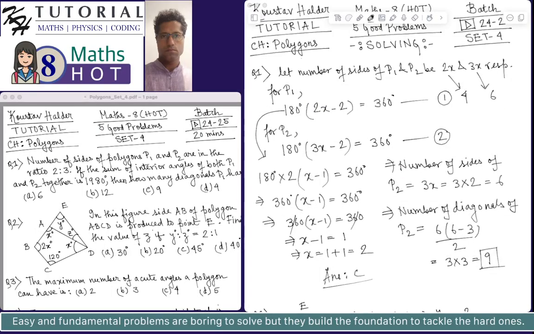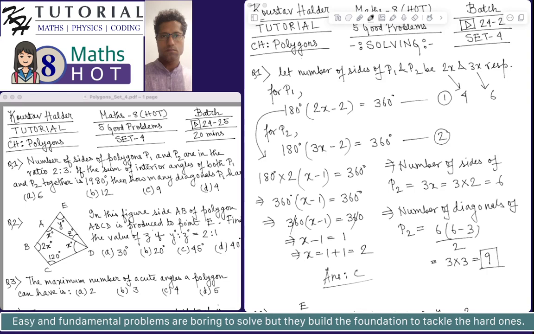Okay, so as you can see, on the right hand side, this was my solution of question number 1. The question says that the number of sides of polygons P1 and P2 are in the ratio 2:3. If the sum of interior angles of both P1 and P2 together is 1980 degrees, then how many diagonals does P1 have? That is, if the sum of all the interior angles of P1 and P2 taken together is 1980 degrees, then what will be the number of diagonals of the polygon P1?